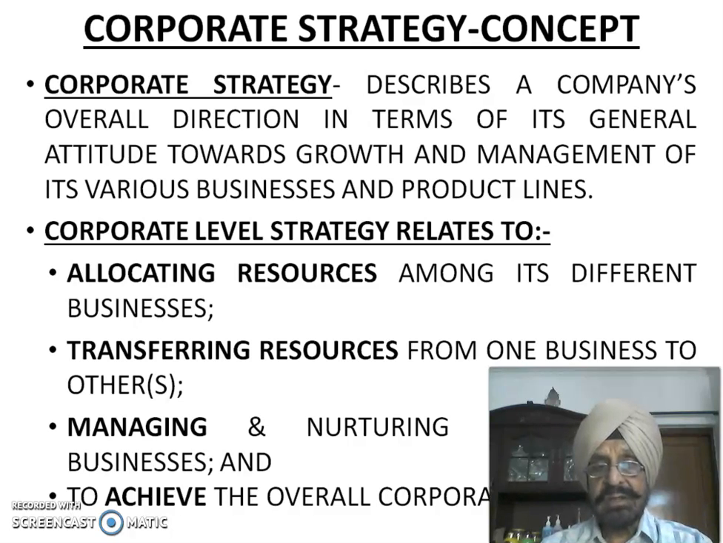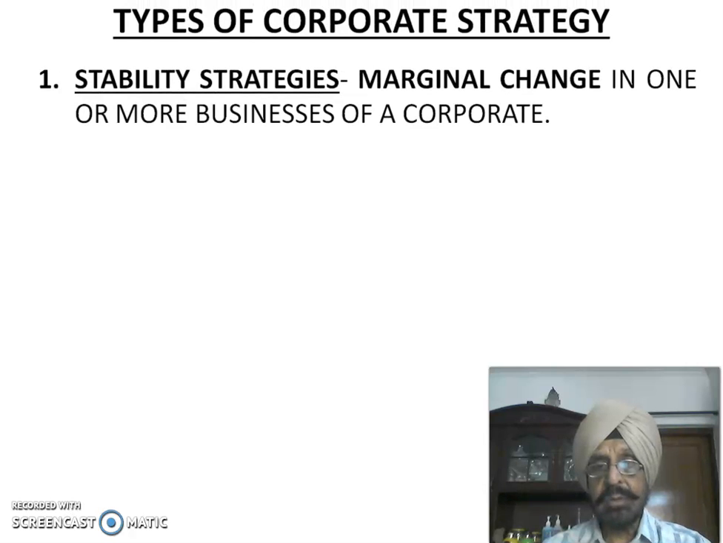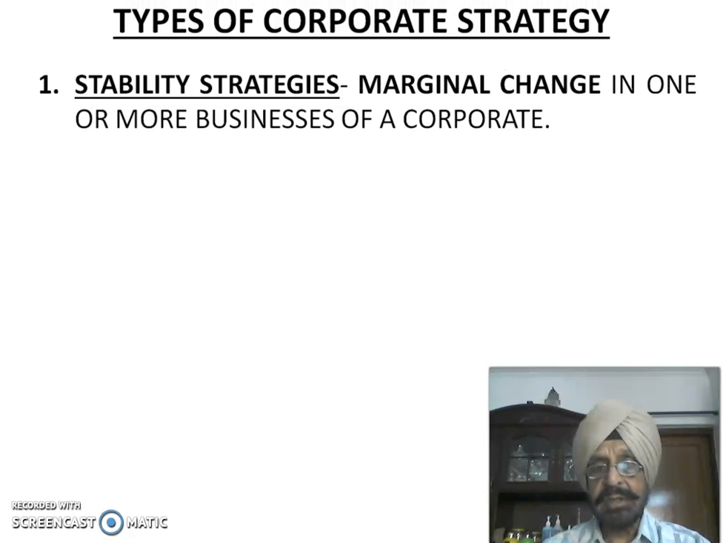Now, before going further, as I explained to you earlier about corporate strategy, let us see the various types of strategies. In the types of corporate strategy, we have first the stability strategy. That is, it requires a marginal change in one or more businesses of a corporate. If a particular business is doing particularly well, or a small business which was started has now stabilized, we do not want to make many changes in that, and we call it a stability strategy. That is, to stabilize that particular business the way it is. Very little change will be required by the corporate for that.